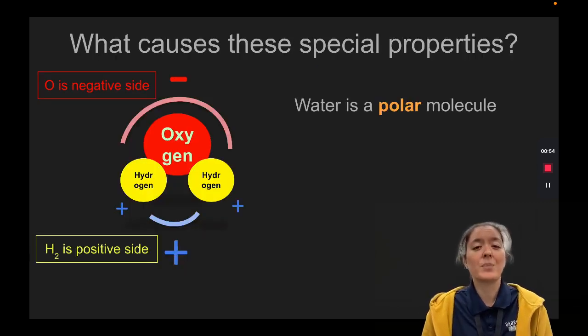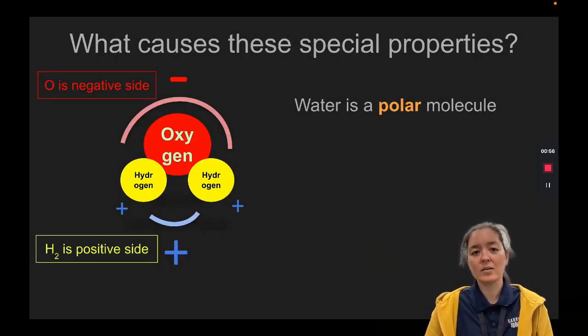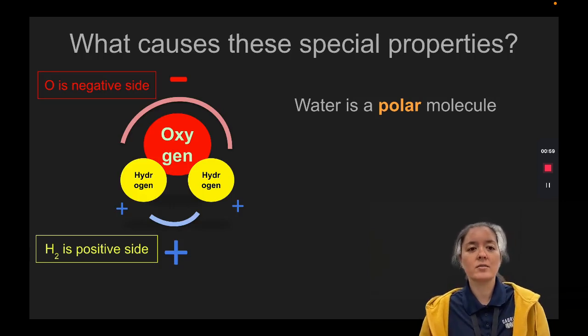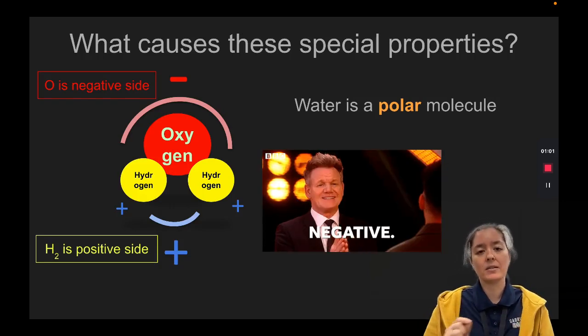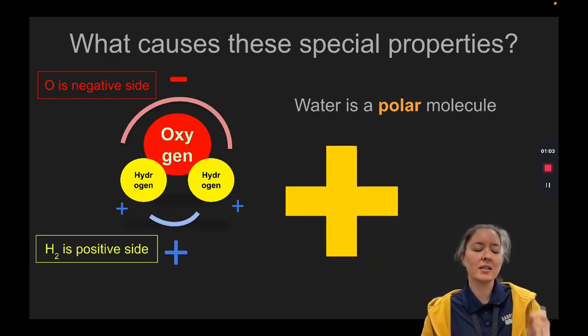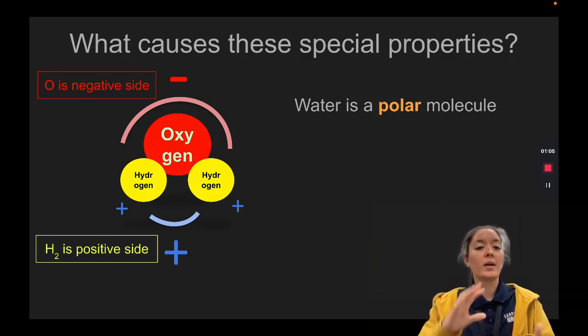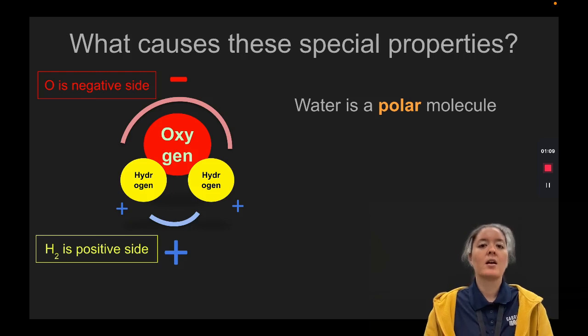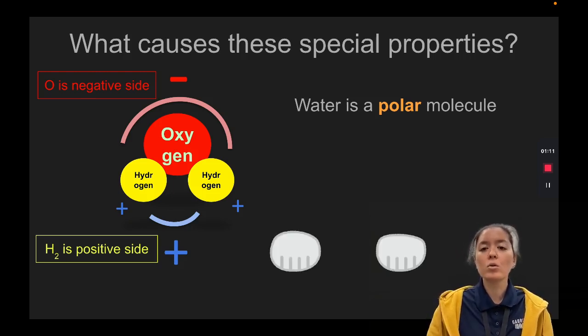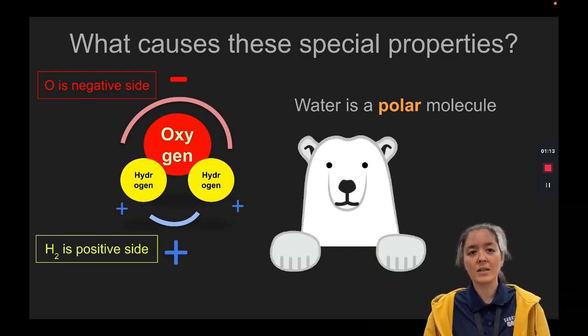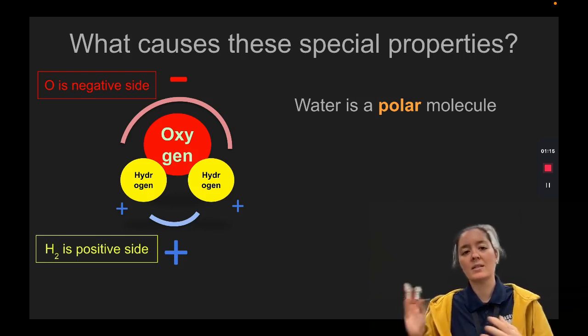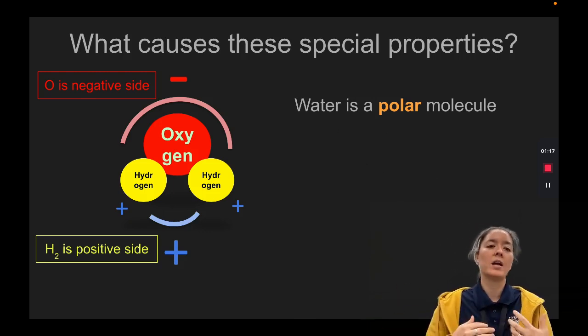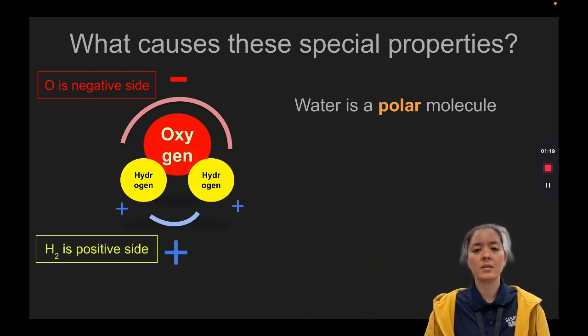What causes special properties in water? Well, oxygen is a little bit negative and hydrogen is a little bit positive. So when they make the shape of the sort of Mickey Mouse ears, this creates what's called a polar molecule. Polar because it has poles. One side is more negative and the other side is more positive.